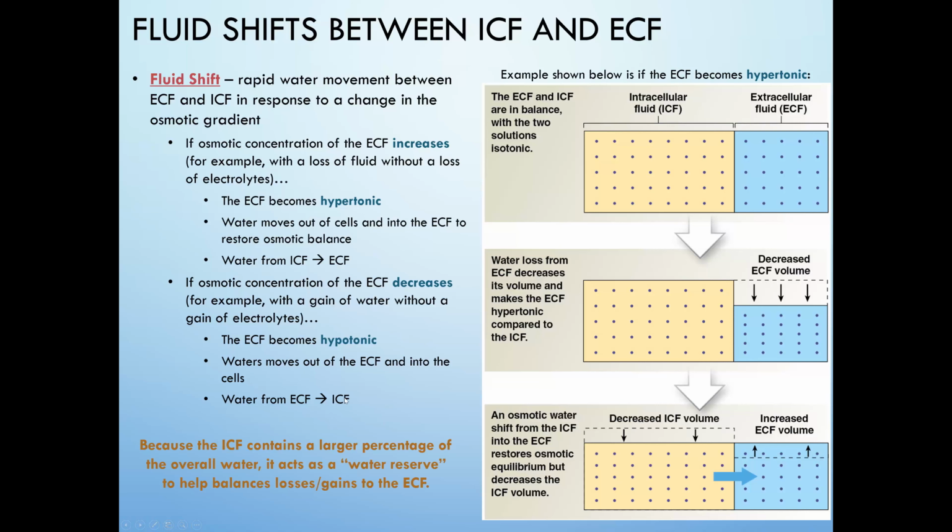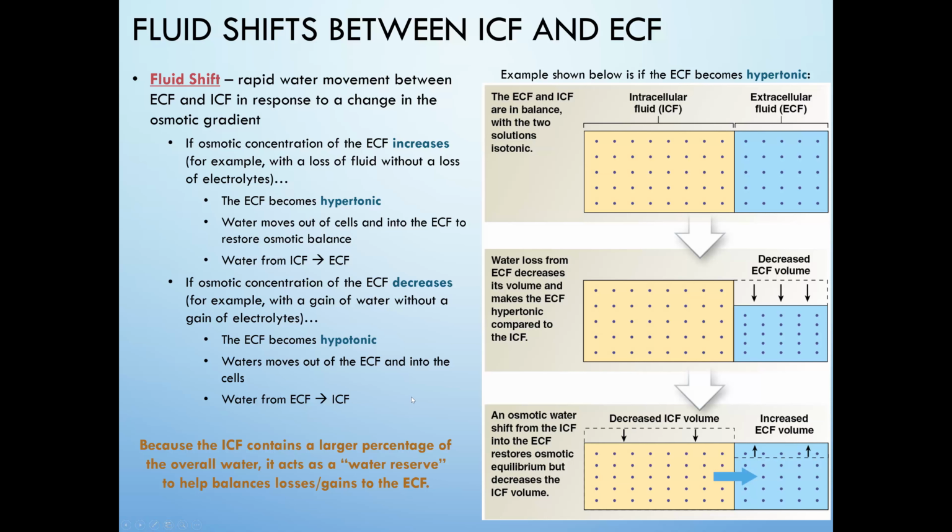Because the ICF contains a larger percentage of the overall water in the body, it acts as a water reserve to help balance any losses and gains to the ECF. Like we just saw with these two examples, in the first example, if the ECF loses fluid, then water can move from the ICF to the ECF. And in the second example, if the ECF gains a lot of fluid, water can move from the ECF into the ICF. So thus the ICF acts as a water reserve.